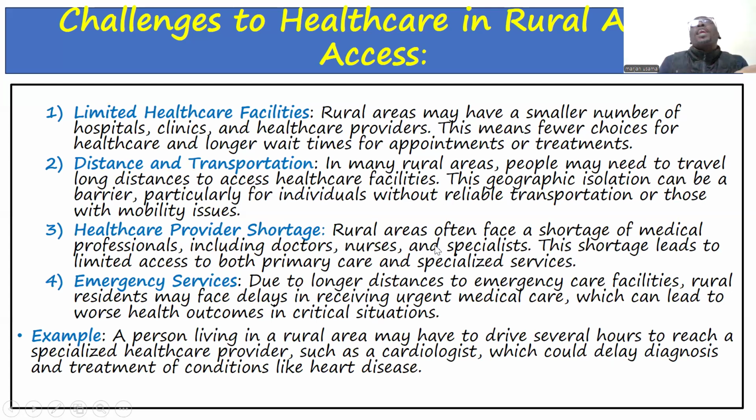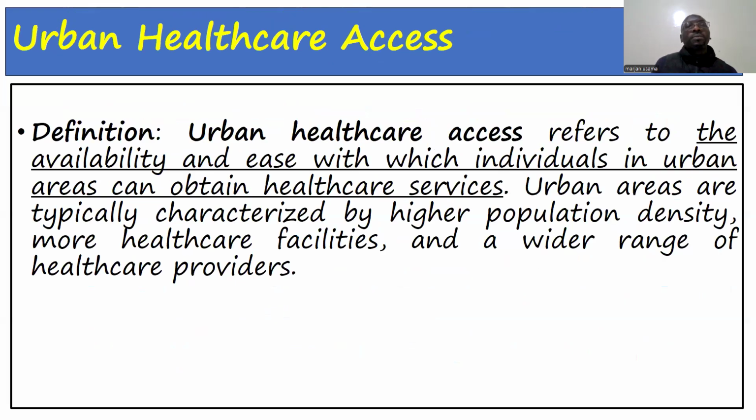If you go to rural areas, number one, they have limited health facilities. They don't have enough hospitals. The distance and transportation: you have to travel a long distance. Healthcare provider shortage: you don't have enough doctors, and also you don't have emergency services. Sometimes the emergency services can take a long period of time before they come. So these are some of the challenges. So it is the opposite of urban healthcare.